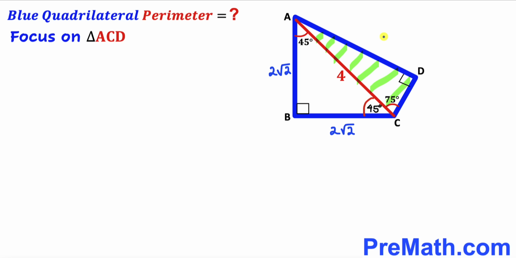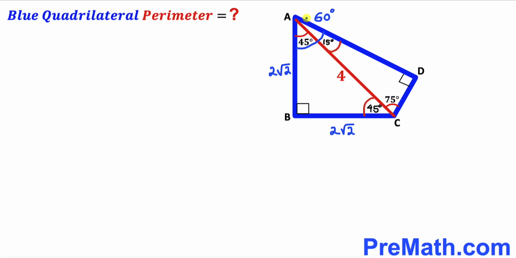And now we are going to focus on this other right triangle ACD. We know this angle is 75 degrees and this angle is a 90 degrees angle. So therefore, this angle has got to be 15 degrees. And now let's make an observation. We can see this angle is 45 degrees and this angle is 15 degrees. So therefore, this whole angle must be 45 plus 15, which makes it a 60 degrees angle.